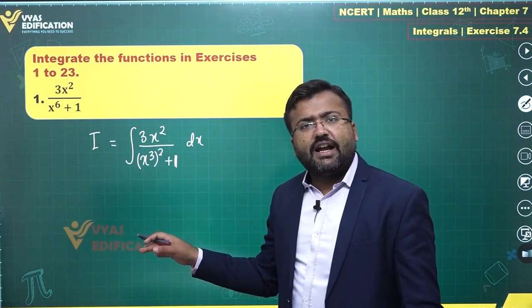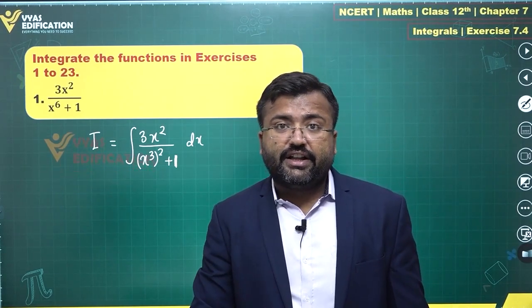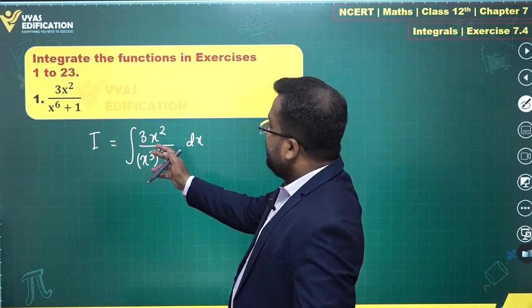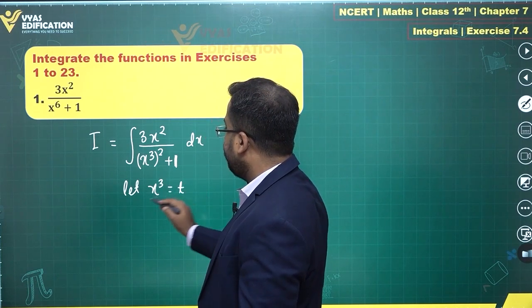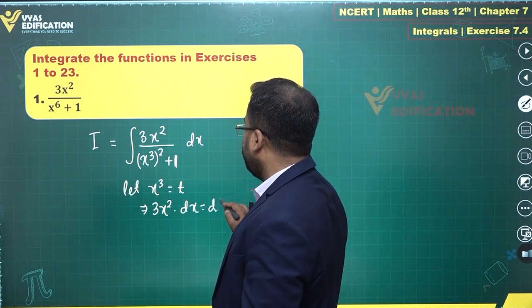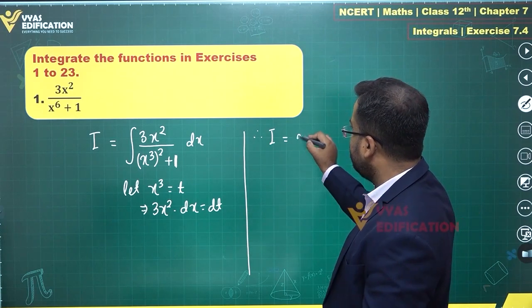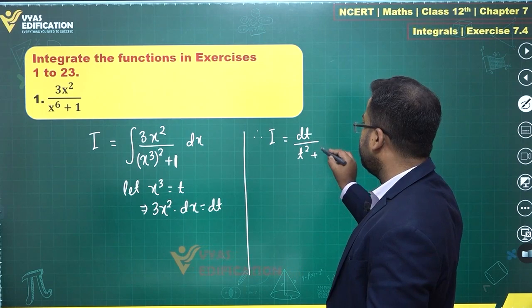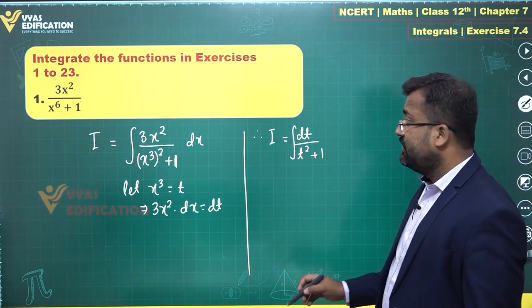This exercise is based on that, but in future also when you encounter such questions, only a quadratic in the denominator can be solved easily, right? But that formulae, that is the aim. So let x power 3 is equal to t, and that tells me that 3x square dx is equal to dt. Therefore I becomes equal to 3x square dx, which is dt, upon x cube, which is t, this is t square plus 1. Okay, this is a direct formula.